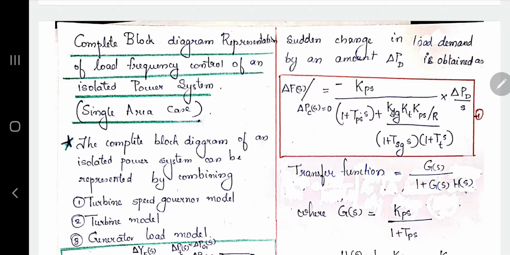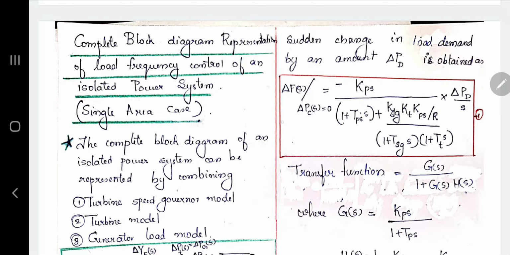Hi friends, we are going into the 6th class of module 4, and in this class we are going to discuss what the complete block diagram representation of load frequency control of an isolated power system is, which means a single area case. We have already studied the three block diagrams representing the speed governor model, turbine model and generator load model. Combining these three models, we will obtain the total complete block diagram representation of the load frequency controller, or LFC, load frequency control.